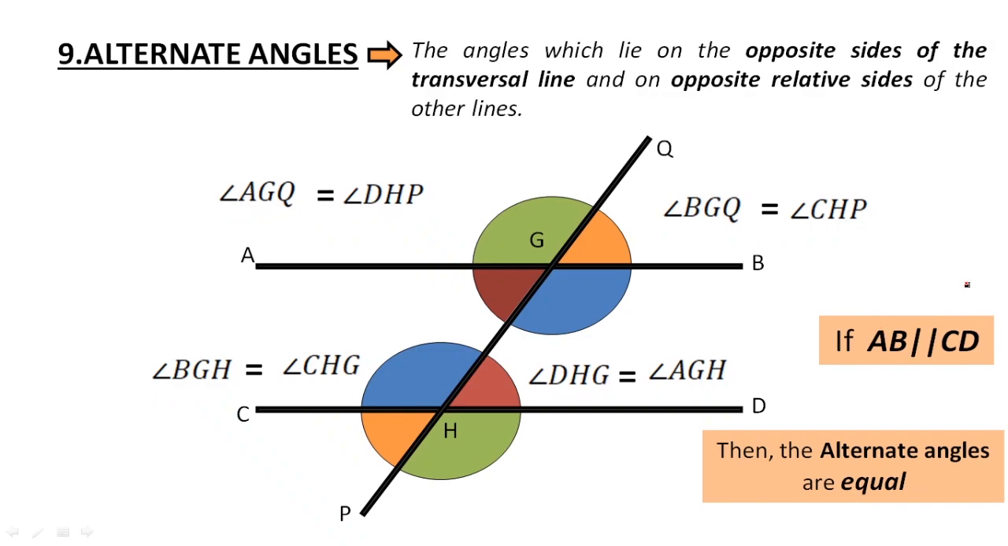So these are the different kinds of angles that we come across while learning basic mathematics, and we tend to get confused amongst these angles. So I hope you understood the different types of angles.